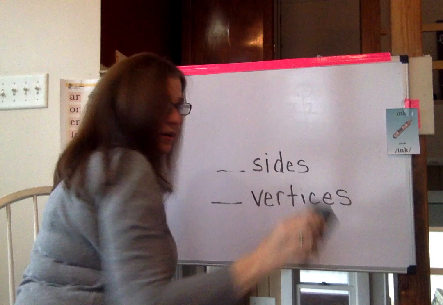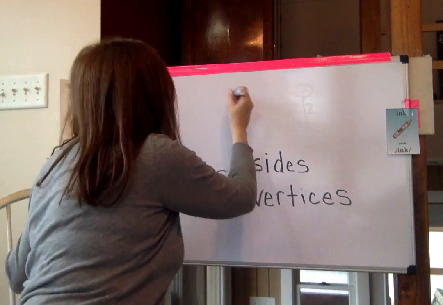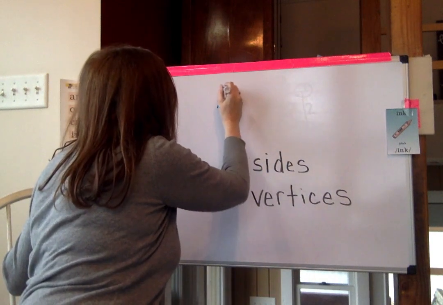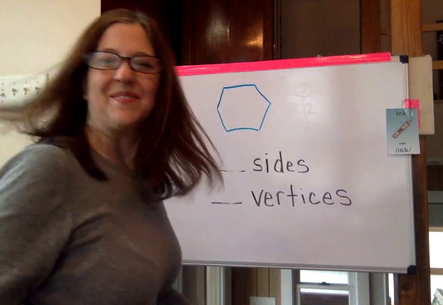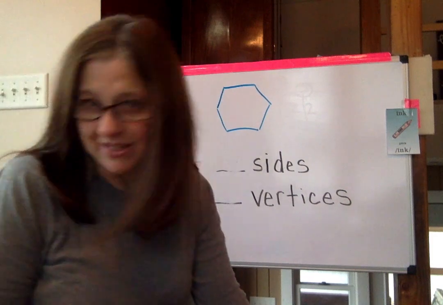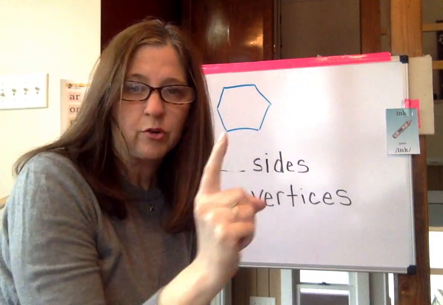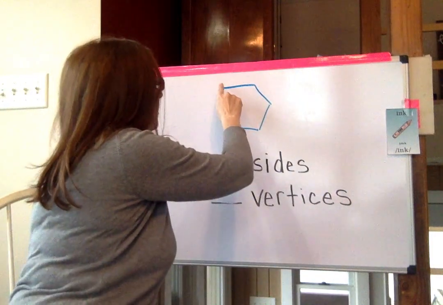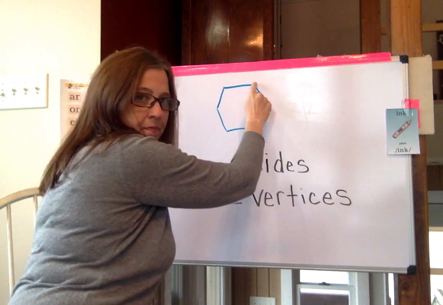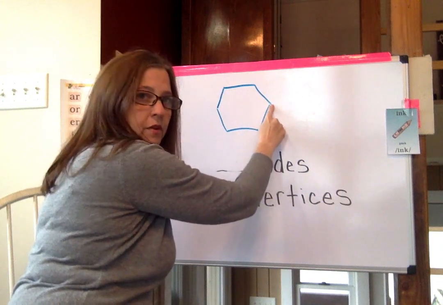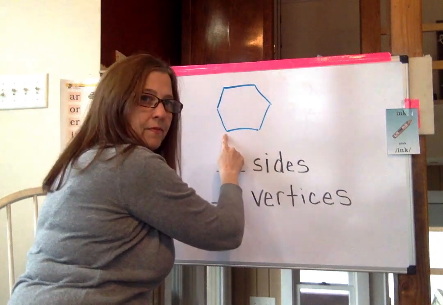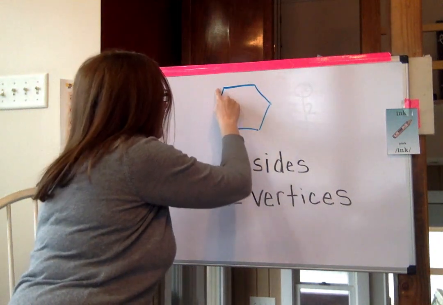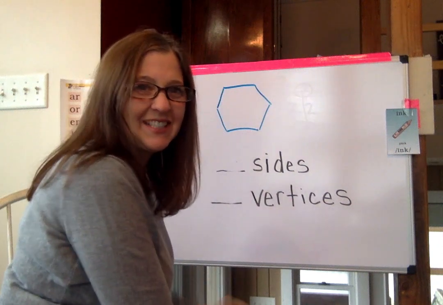Let Mrs. Pettit draw it real quick, okay? So a hexagon, okay. All right, is everyone on the hexagon? Let's do our pointer finger first, okay? Let's start up here. Let's count. 1, 2, 3, 4, 5, and 6. All right, let's label it.